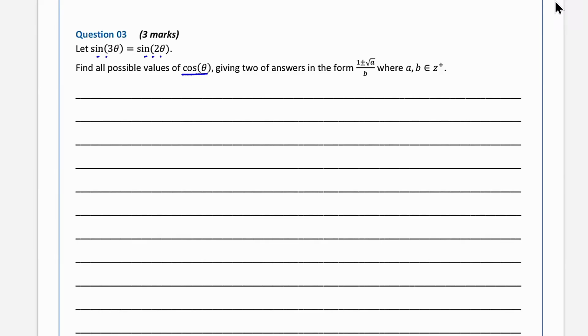So what you do, sine 3 theta, how do you write? Sine 3 theta you write sine theta plus 2 theta. Just look at the board. Sine 2 theta you write 2 sine theta cos theta. That's all you know.